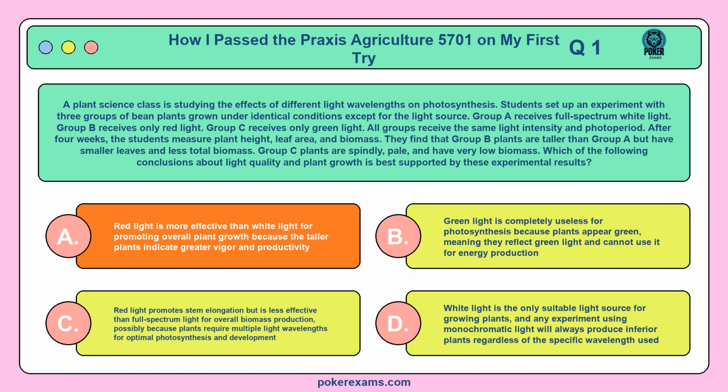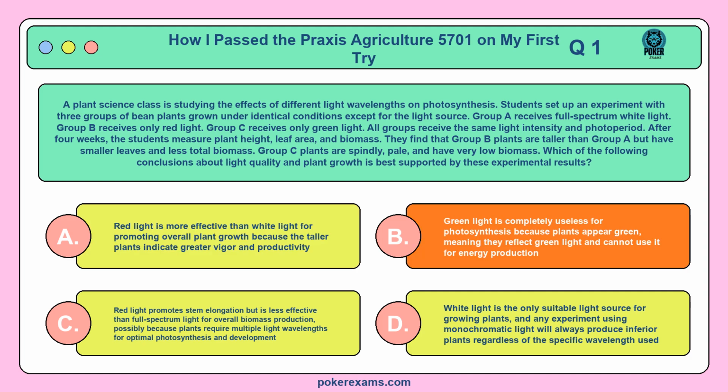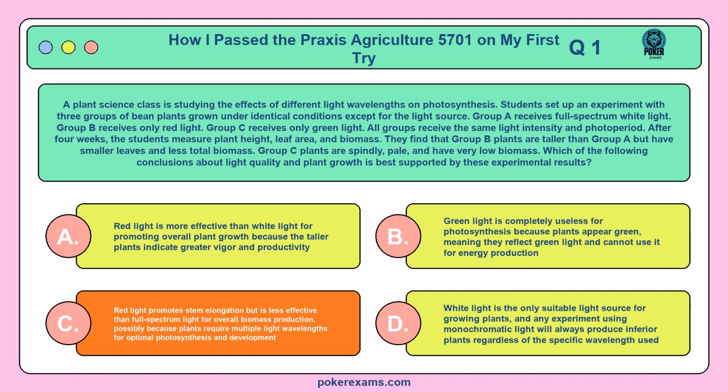Option A. Red light is more effective than white light for promoting overall plant growth because the taller plants indicate greater vigor and productivity. B. Green light is completely useless for photosynthesis because plants appear green, meaning they reflect green light and cannot use it for energy production. C. Red light promotes stem elongation but is less effective than full-spectrum light for overall biomass production, possibly because plants require multiple light wavelengths for optimal photosynthesis and development.